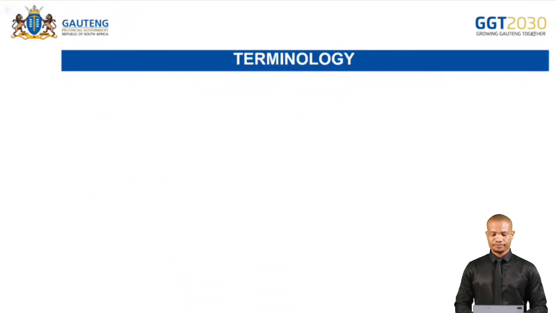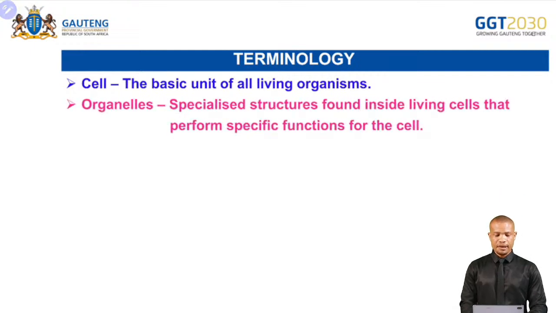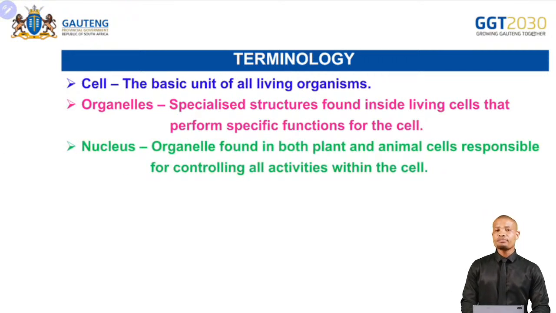Let us continue. Now let's define a couple of terms that we are going to encounter in the lesson so that we don't need to page through the glossary of the textbook to get definitions. The first term we are going to define is the cell. A cell is the basic unit of all living organisms. Next term, organelles are specialized structures found inside living cells that perform specific functions for the cell. The nucleus is an organelle found in both plant and animal cells and is responsible for controlling all cellular activities.